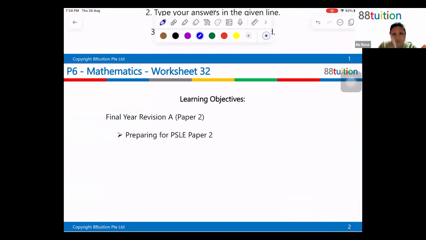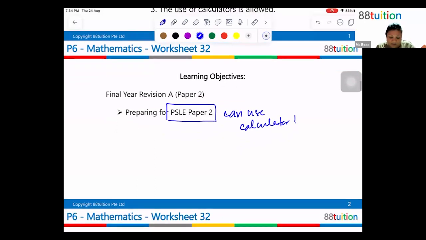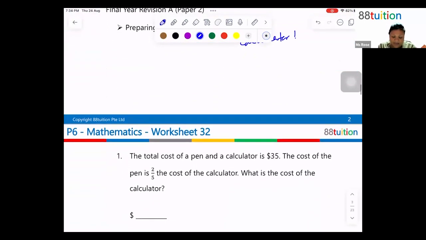Like last week was paper 1, so actually you cannot use. This week is paper 2. That means you can use your calculator. Just a reminder, make sure that your calculator has your school sticker or endorsed approval before you go for the PSLE exams, okay? Make sure that is done.